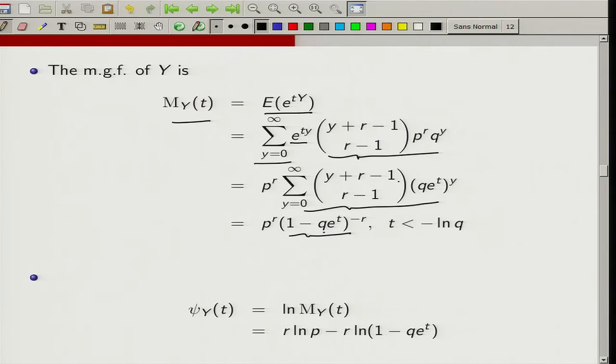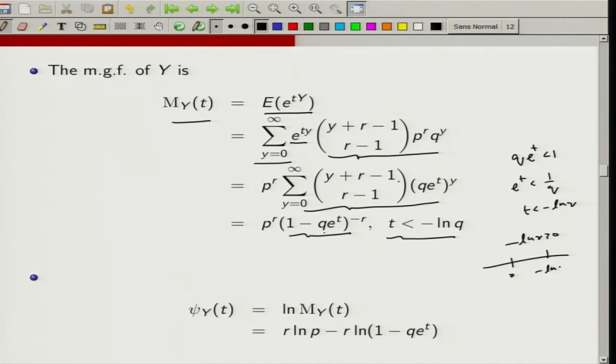The only thing we have to make sure is this quantity is less than 1 for this series to be convergent. So, I want q e to power t should be less than 1, or e to power t is less than 1 by q. So, that means t should be less than minus log q. So, for this series to be convergent, t is less than minus log q. Minus log q is positive. So, this is 0, minus log q is over here. So, my moment generating function exists all over in this range. So, in particular, my moment generating function exists in a neighborhood of 0. So, all moments exist and one can get the moments from the moment generating function.